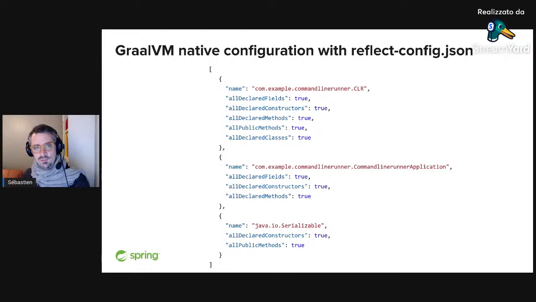Just a quick overview of how concretely GraalVM native configuration can be specified without Spring Native. You will find some files in META-INF/native-image, and you will find JSON files like reflect-config.json, like that one. And that's how we specify, for example, that reflection should be provided for fields, constructors, methods, or nested classes for the specified classes. And that's basically what Spring Native is going to generate to make your application work on native.